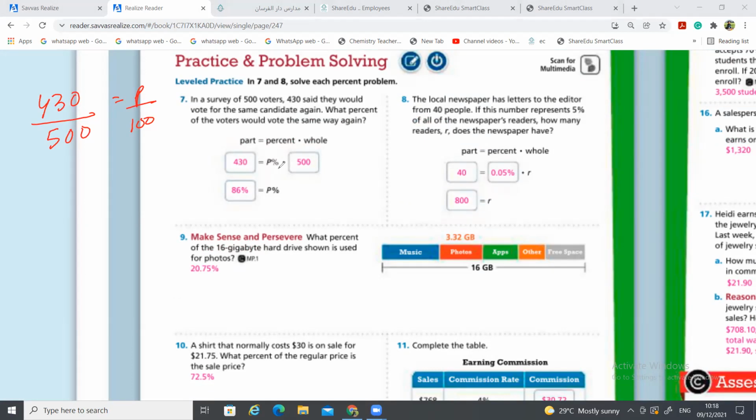but here they have asked you the boxes. So you have to put whole here and part here, and you have to show how you got 86 on your own. You remember this way? 430 over 500 times 100 and then solve it. The zeros get canceled. 430 over 5. I'm sure you will get 86%.